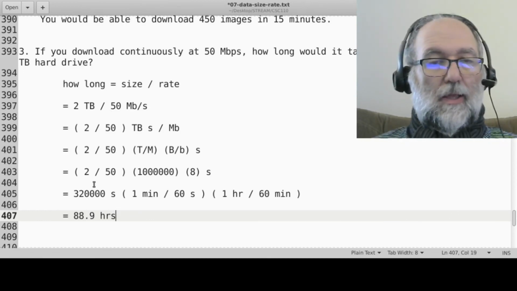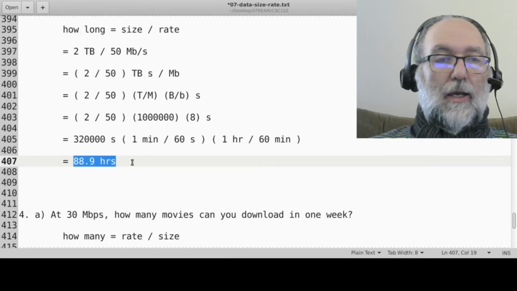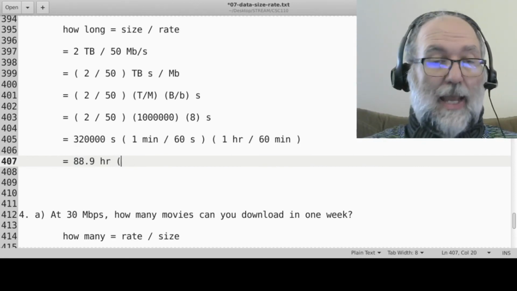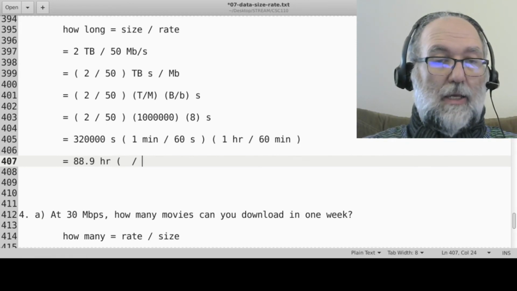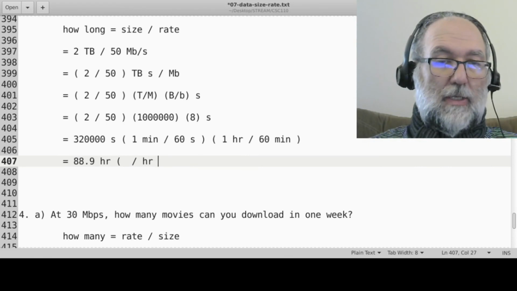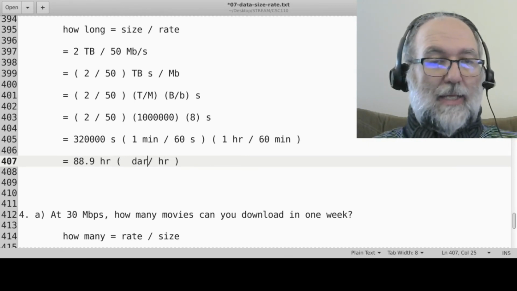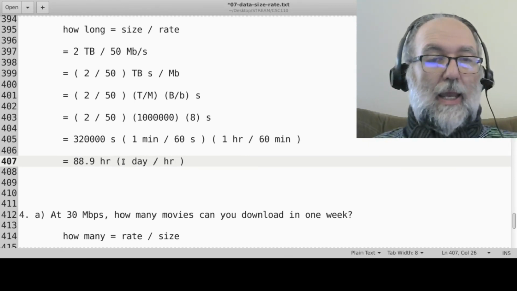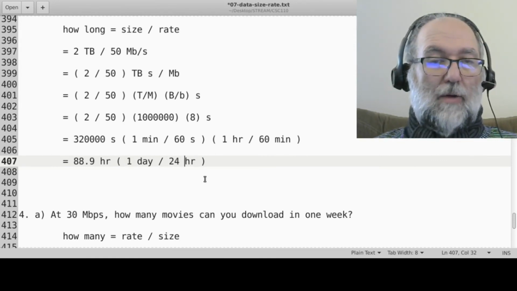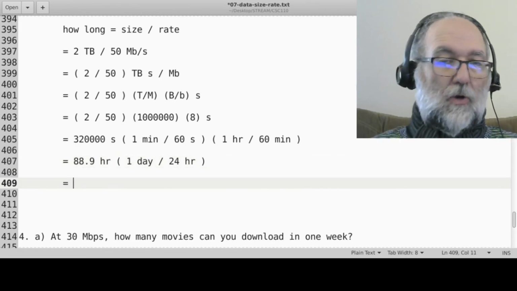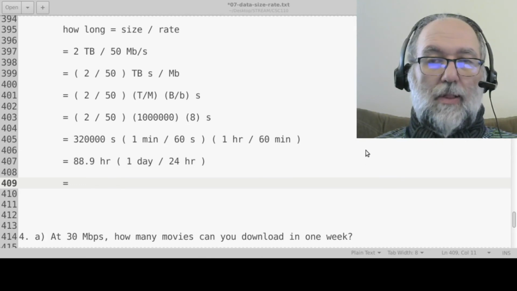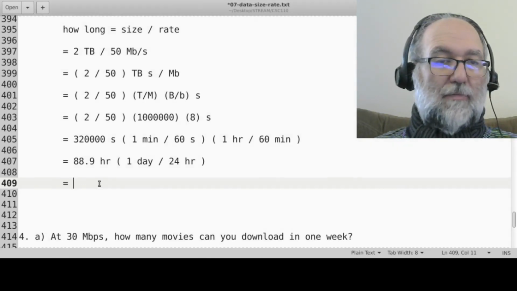88.9 hours. Okay, and you might say, well, how long is 88.9 hours? It's definitely longer than a day, so we can convert this down to days. Okay, so hours in the numerator, so we want hours in the denominator here, and we want to go to days like that. And 1 day is 24 hours. All right. And so what's that going to equal? Well, just divide that number by 24 and we get 3.7.